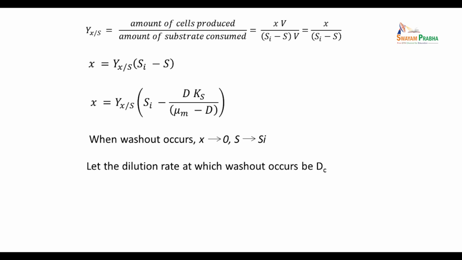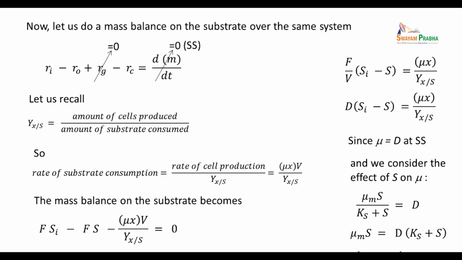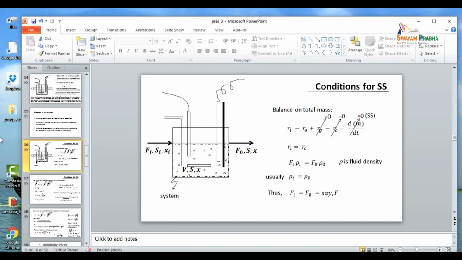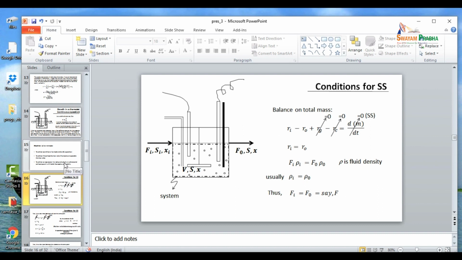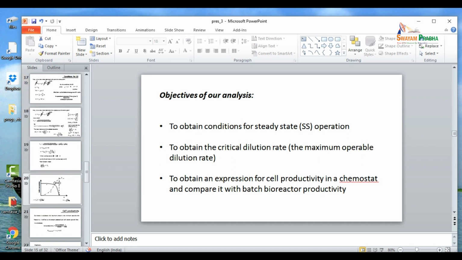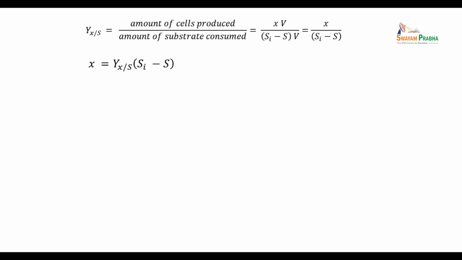Now, while we are going through all these things, let us also recall why we are doing these things. We are looking at conditions for the steady state operation. The objectives of our analysis were to obtain conditions for steady state operation, and to obtain the critical dilution rate, the maximum operable dilution rate. And that is what we are looking at now through a lot of algebra. When you're doing the algebra, it's good not to lose sight of this. That's why we need to remind ourselves as to what we are doing. Now let's get back. Yes, we were here.